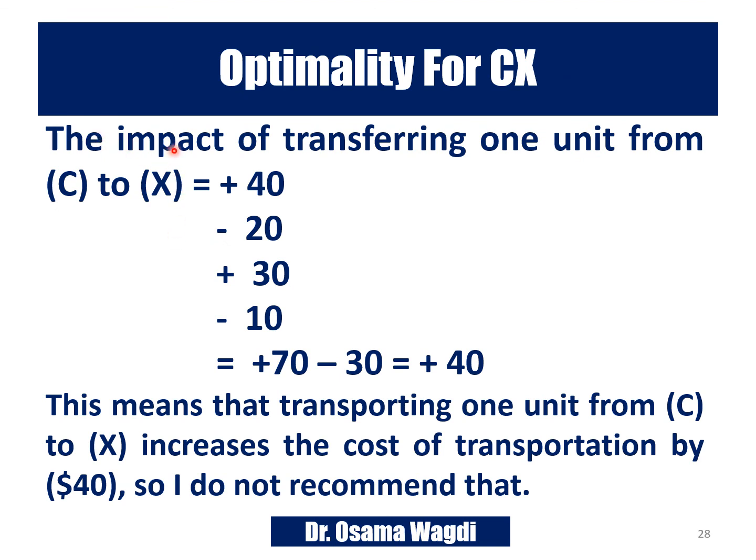So the impact of transferring one unit from C to X equal plus 40 minus 20 plus 30 minus 10. Come up with plus 40. This means that transporting one unit from C to X increases the cost of transportation by $40. So I don't recommend this or that.